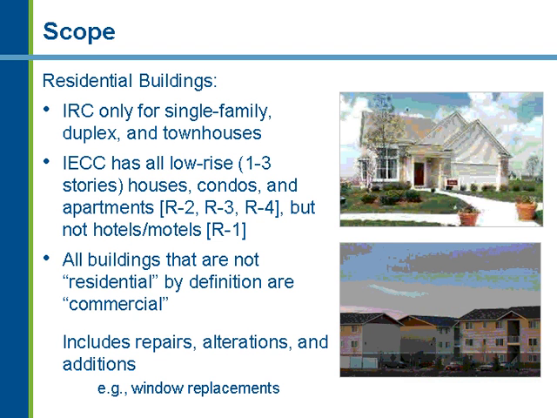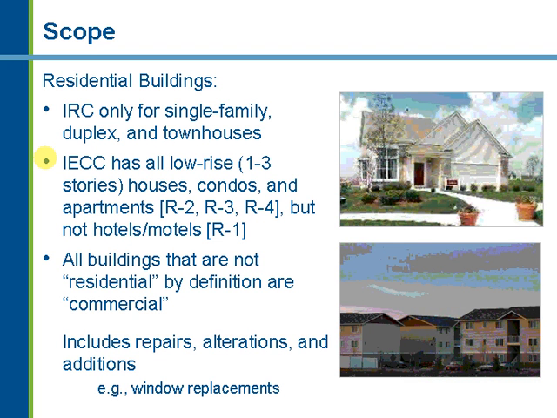So, the scope in Chapter 1 for residential buildings. One significant difference here is that the IRC is for single-family, duplex, and townhomes. However, the IECC includes all low-rise residential, which includes your houses, your condos, and apartments, where the IRC does not include apartments. So it's broken down into R2, R3, R4, and what are those?